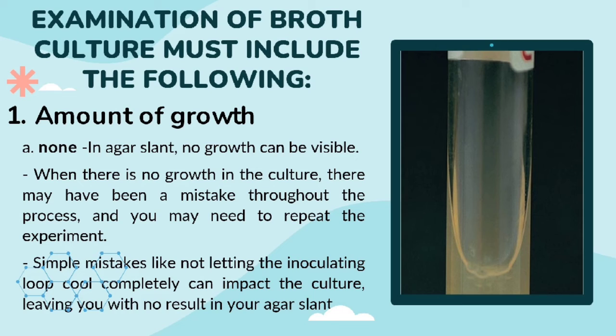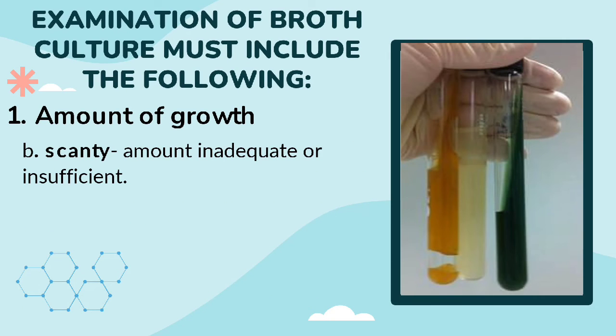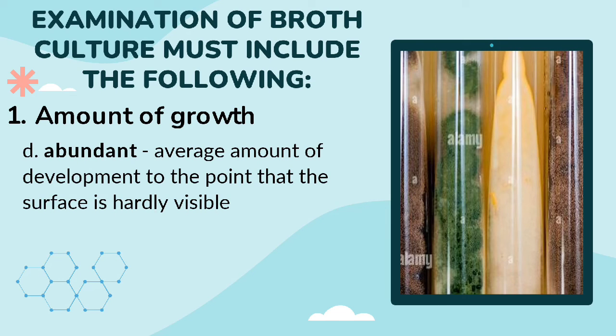Simple mistakes, like not letting the inoculating loop cool completely, can impact the culture, leaving you with no result in your agar slant. Scanty. Amount inadequate or insufficient. Abundant. Average amount of development to the point that the surface is hardly visible.